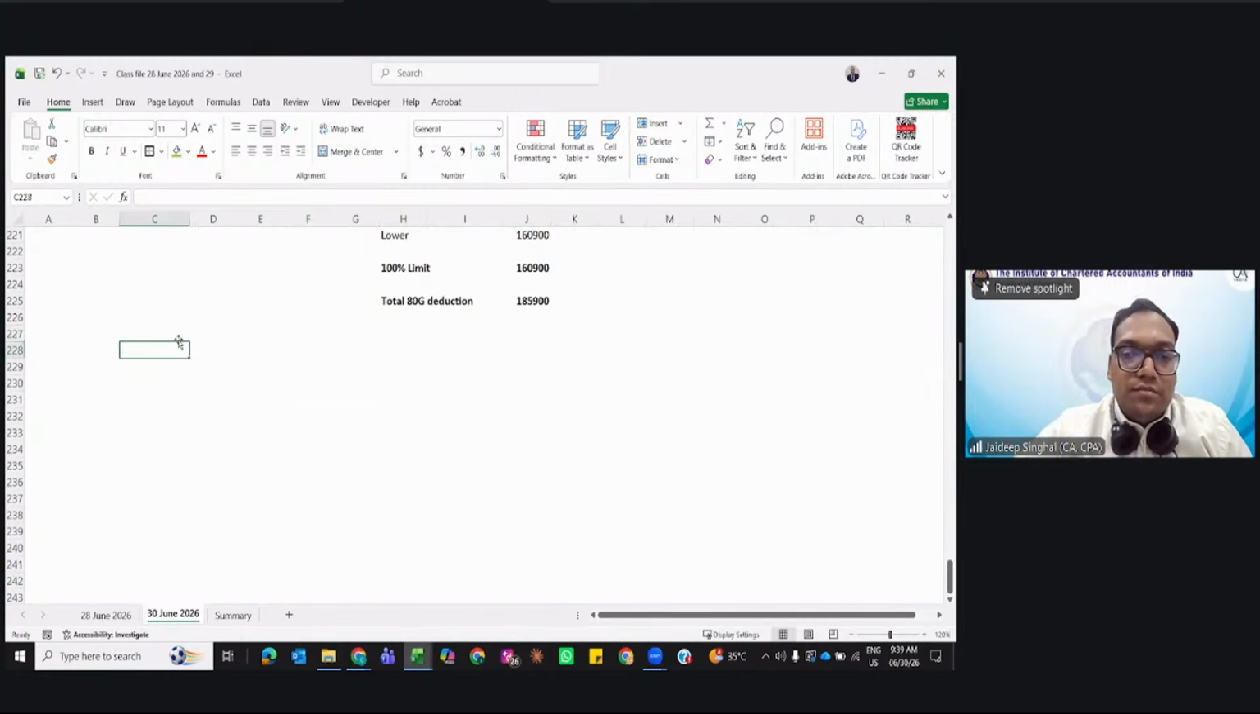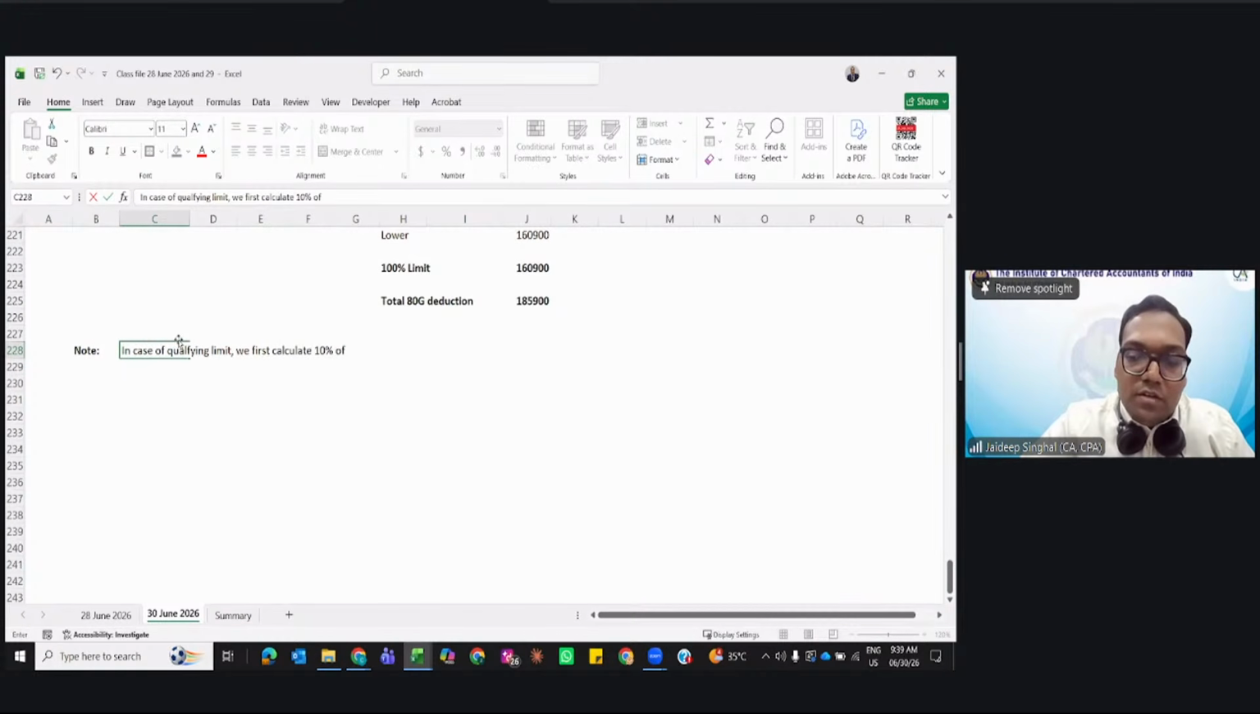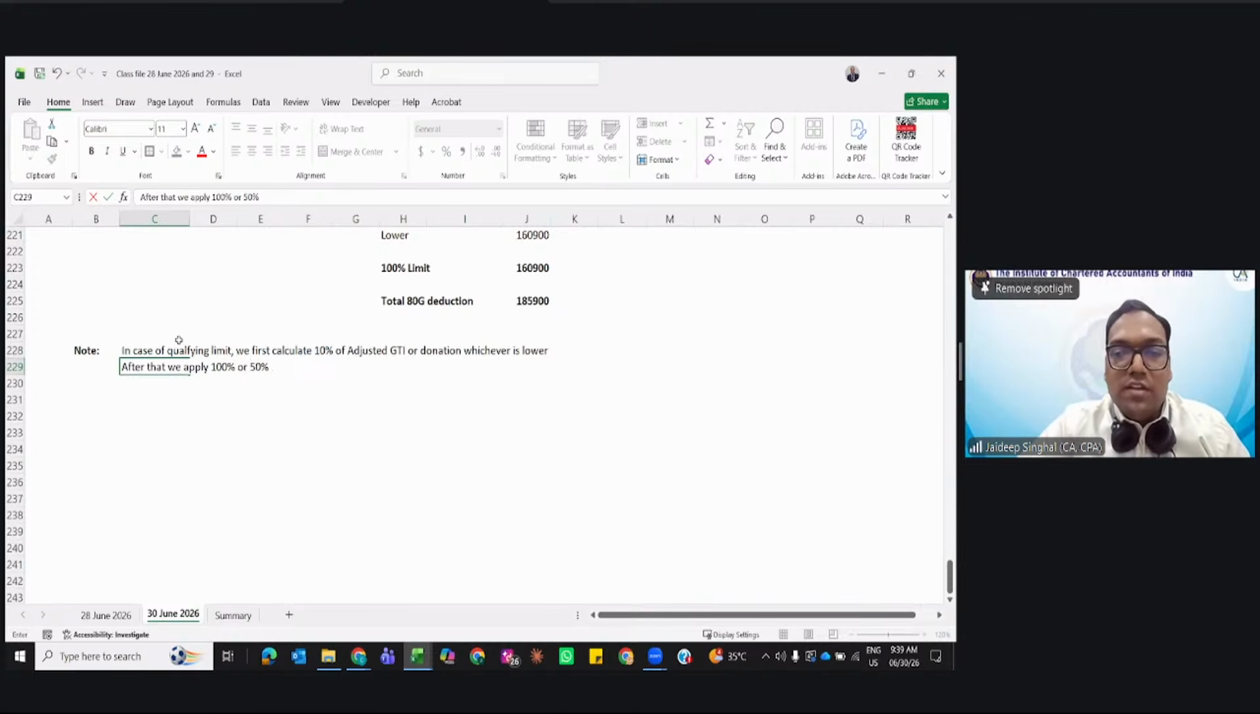Write a note here. In case of qualifying limit, we first calculate 10% of adjusted GTI or donation given, whichever is lower. After that, we apply 100% or 50% as applicable.